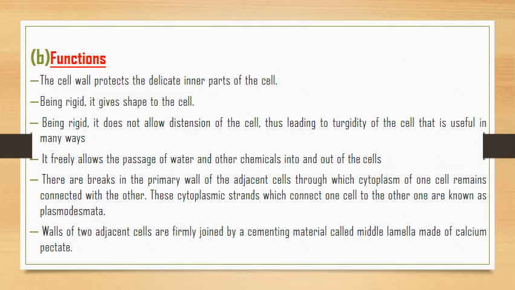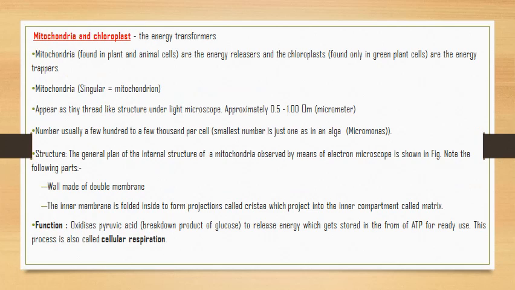There are breaks in the primary wall of the adjacent cells through which cytoplasm of one cell remain connected with the other. These cytoplasmic strands which connected one cell to the other cell, this is known as plasmodesmata. यानी दो सेल वॉल के बीच में जो कनेक्शन है, this is called plasmodesmata. Walls of two adjacent cells are firmly joined by a cementing material called middle lamella, and this is made up of calcium pectate. Next is mitochondria and chloroplast, the energy transformers.